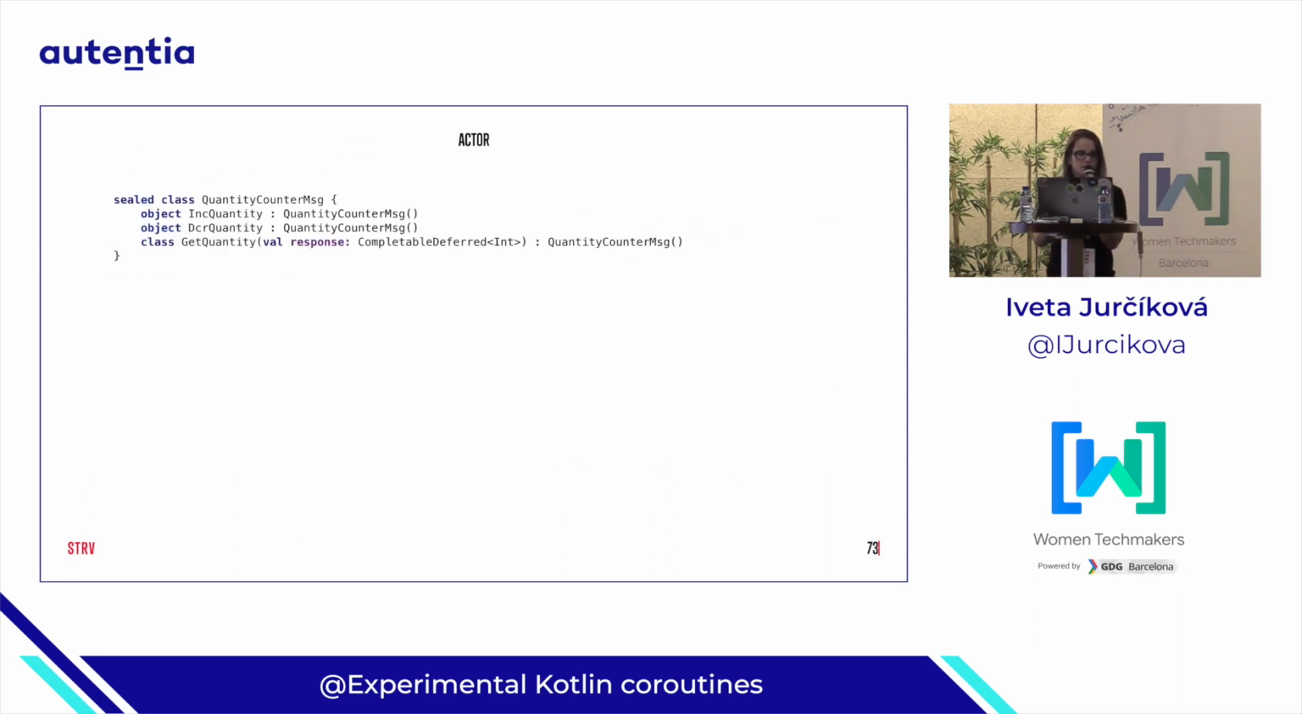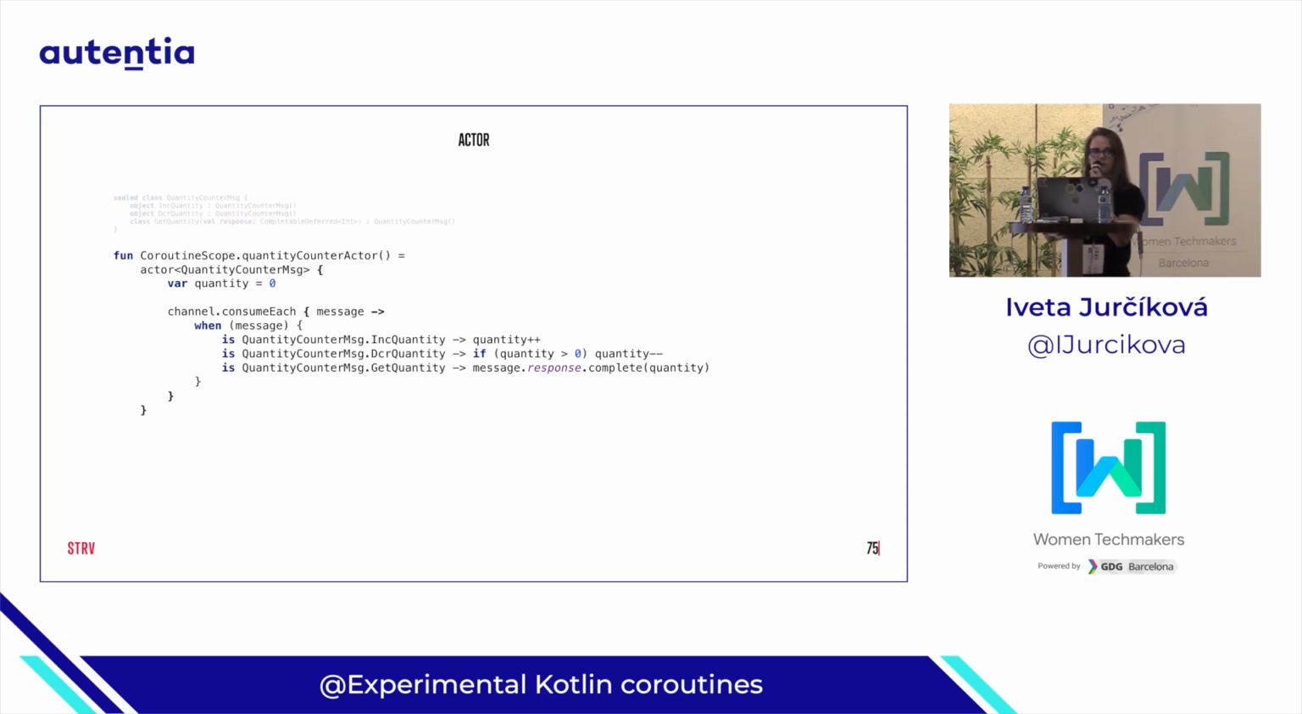The first step of using Actor is to define a class of messages that the Actor is going to process. And Kotlin sealed classes are great for this purpose. So we define a quantity counter message with increment quantity message to increment quantity, decrement quantity message to decrement quantity, and get quantity message to get the amount of quantity. Completable deferred represents a single value that will be known in the future, and here we use it as a communication primitive to send the response back.